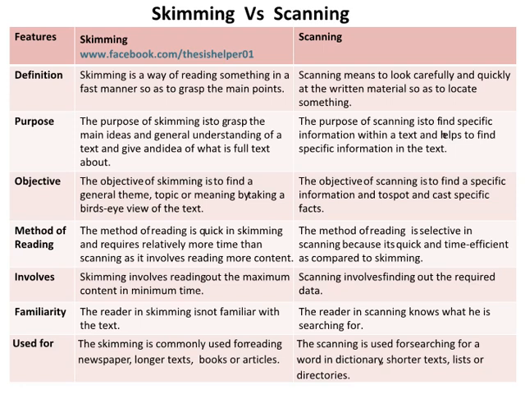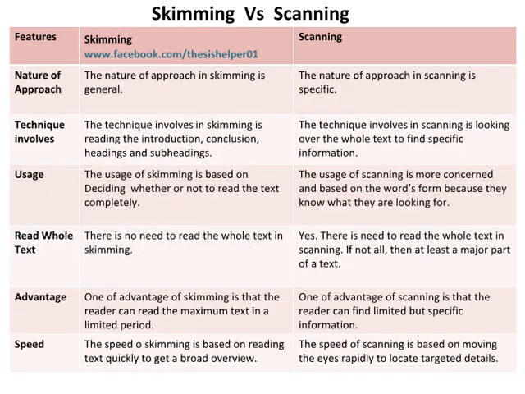Skimming is commonly used for reading newspapers, longer texts, books, or articles. Whereas, scanning is used for searching for a word in a dictionary, shorter texts, lists, or directories. The nature of approach in skimming is general. Whereas, the nature of approach in scanning is specific. The technique involved in skimming is reading the introduction, conclusion, headings, and subheadings. Whereas, the technique involved in scanning is looking over the whole text to find specific information.